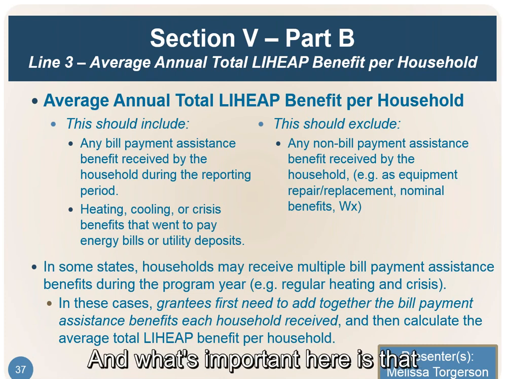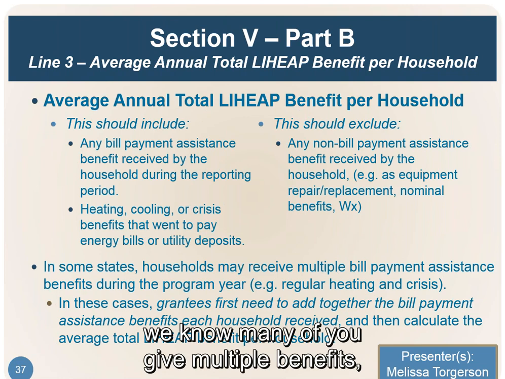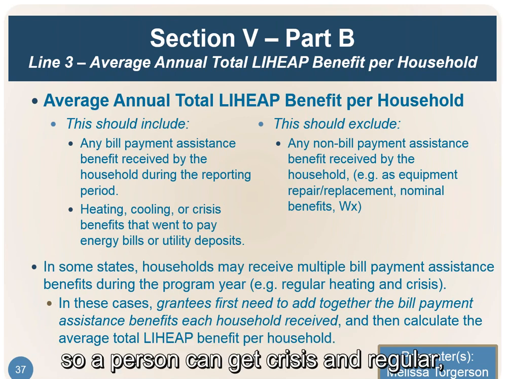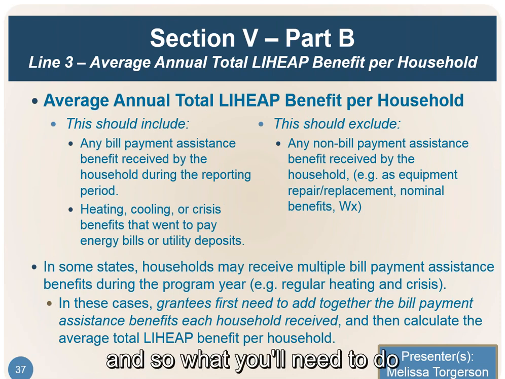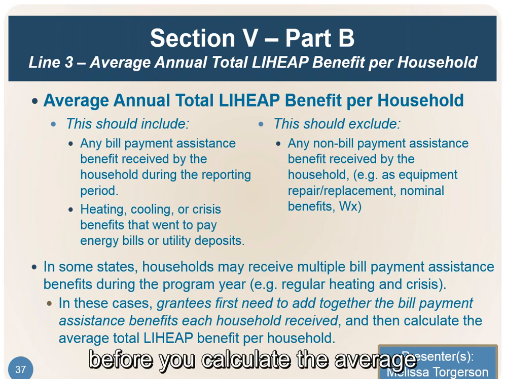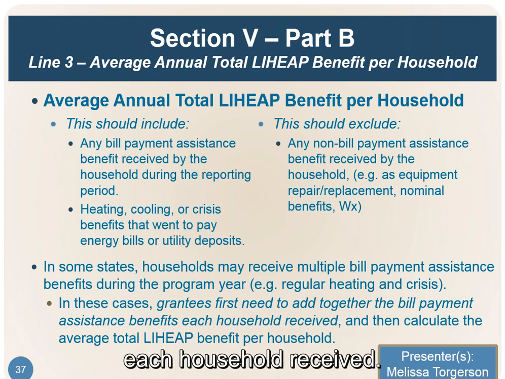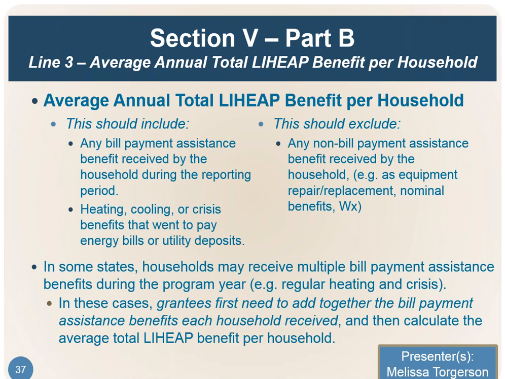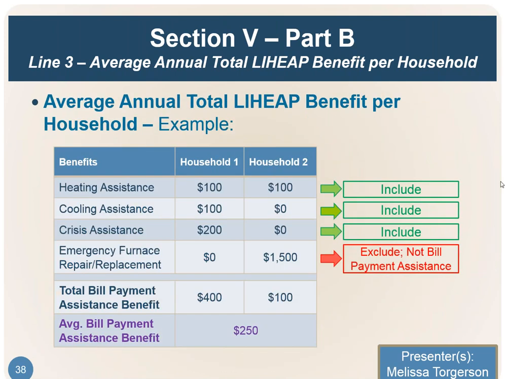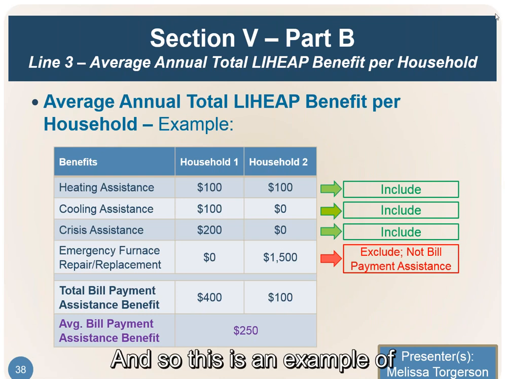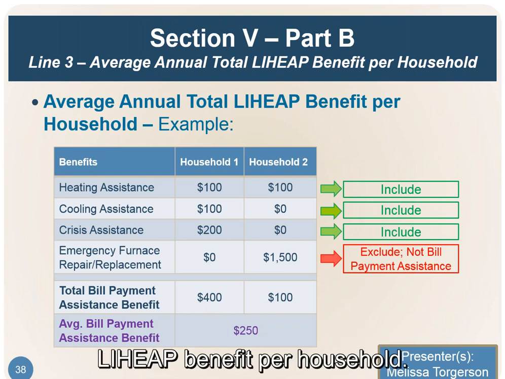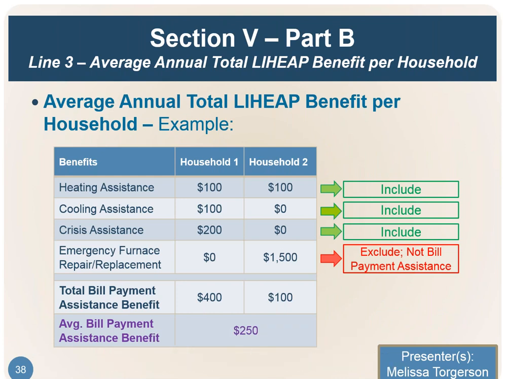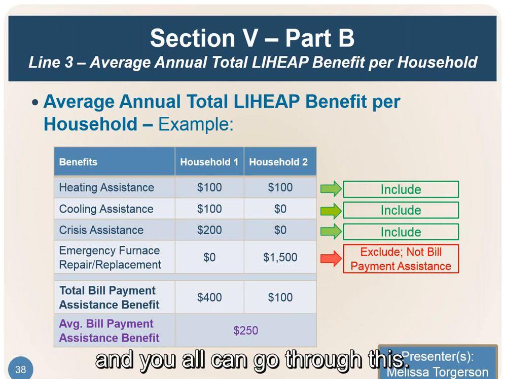And what's important here is that we know many of you give multiple benefits. So a person can get crisis and regular, crisis, supplemental and regular, any kind of combination. And so what you'll need to do before you calculate the average is add together the bill payment assistance benefits each household received. And so this is an example of how you would look at average annual total LIHEAP benefit per household. I'm just going to leave this here and you all can go through this.